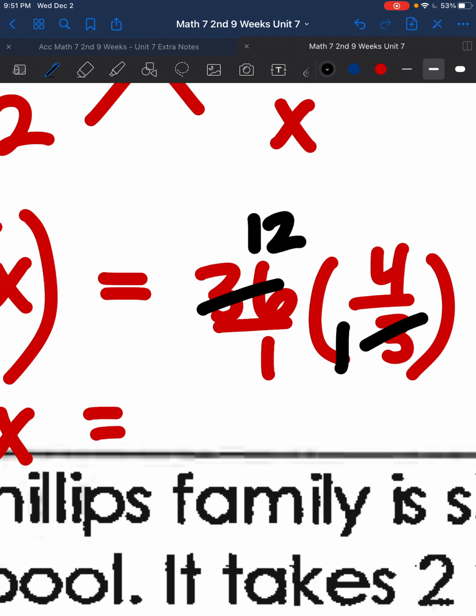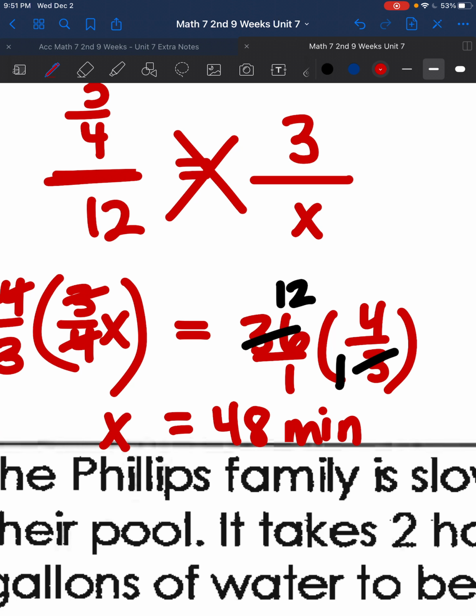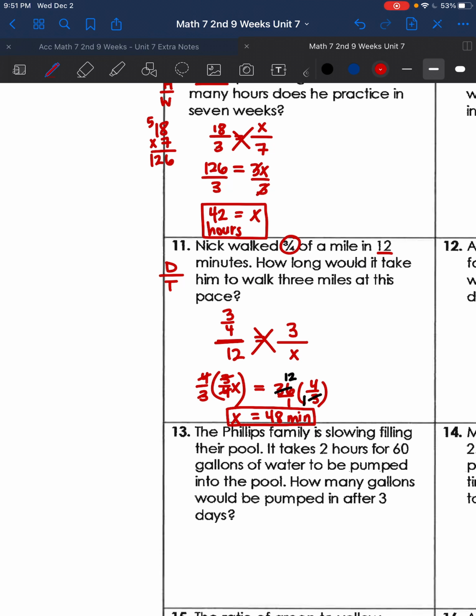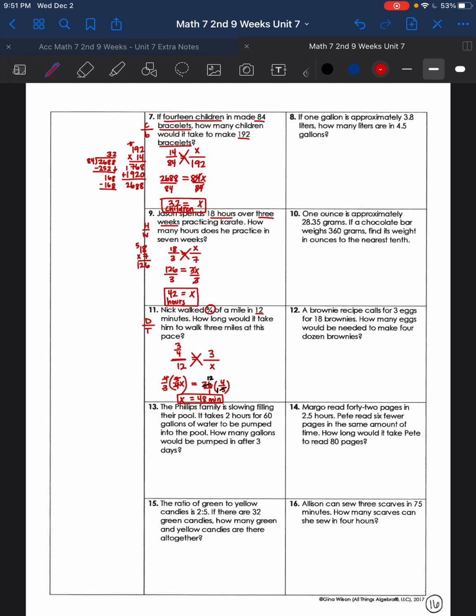So does anything reduce? Well, yeah. 3 and 36 have a common factor of 3. So that's going to change to 1, and that's going to change to 12. So 12 times 4 is 48. 48 what? 48 minutes. It's going to take him 48 minutes to walk 3 miles.